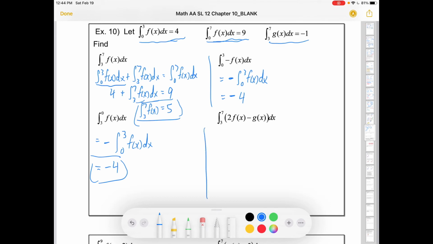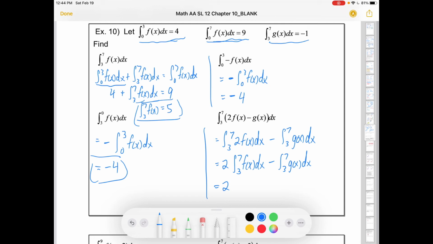All right, next one. We can split these apart. So we could call it 2f of x dx minus the integral from 3 to 7 of g of x dx. And again, you can pop a constant out front. And you probably have an intuitive sense of what the answer is going to be. And chances are you're correct if you just use that intuition. But I'm showing the properties that are at play here.